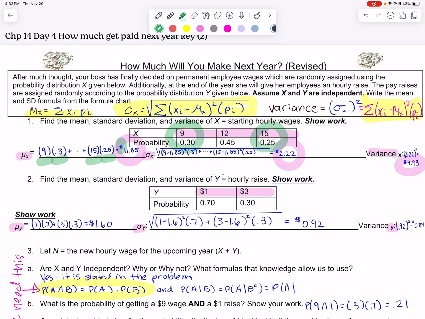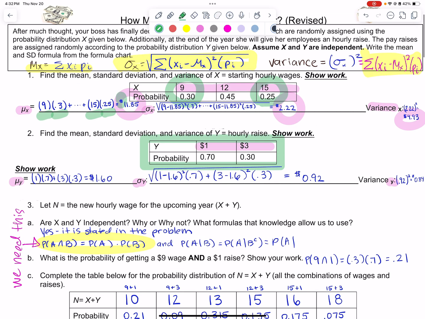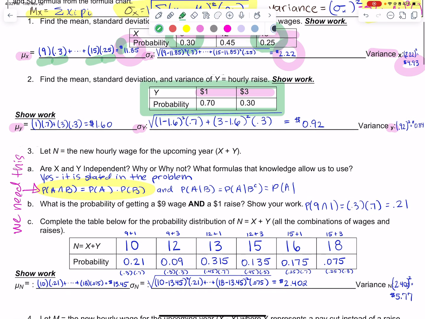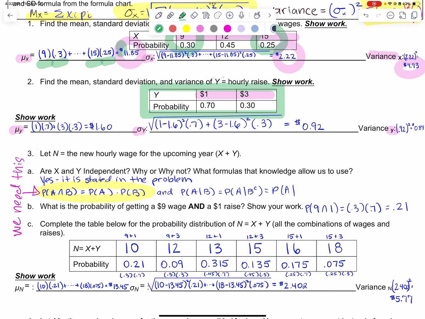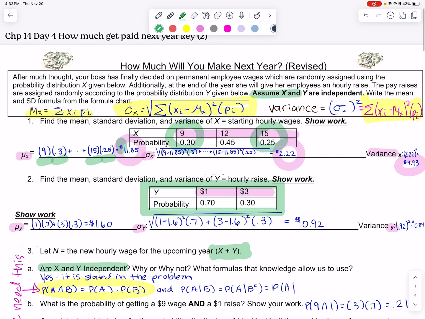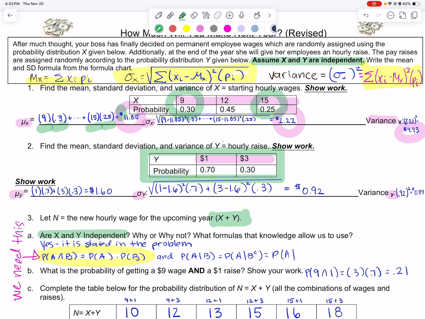Okay, so I'm not going to show you again, but you're going to do the same thing for this. You're going to make a chart, and you're going to go ahead and put it into your calculator. All right, it says let N be the new hourly wage. So I'm going to add these together. And first of all, it says are X and Y independent, why or why not? Well, if you look up here, it says assume X and Y are independent. So yes, they're independent because it's stated in the problem. That's all you have to say.